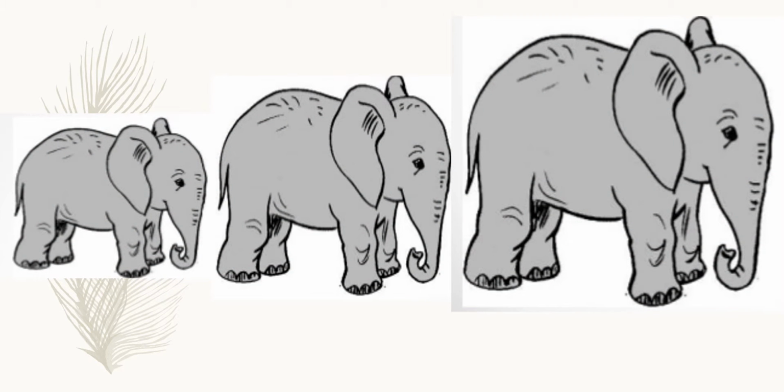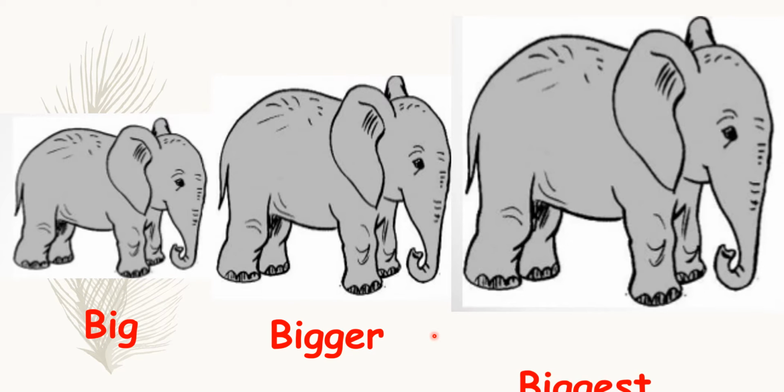So now let's see, which picture are we going through now? Wow, what are these? Yes, these are elephants. And how many elephants do you see here? 1, 2, 3. As I told you, when we are comparing three, what will it be? Big, bigger, biggest. Very good. It's a big elephant, and this is a bigger elephant, and this is the biggest elephant.